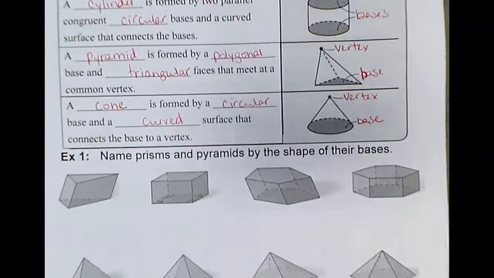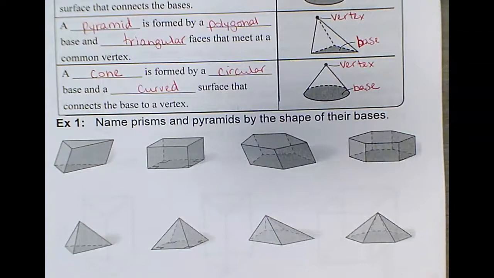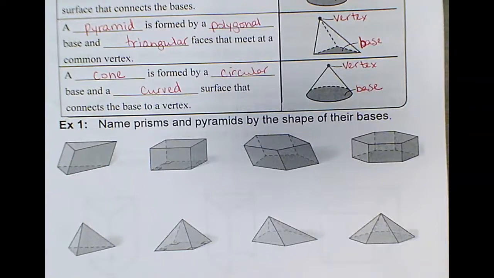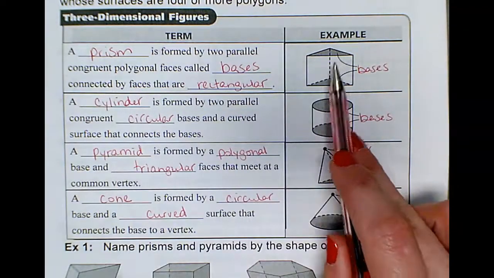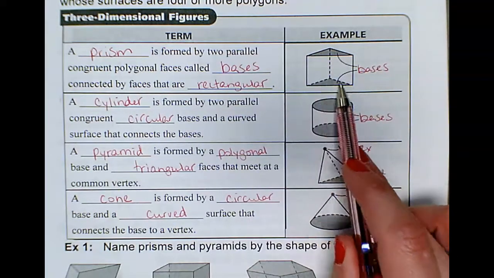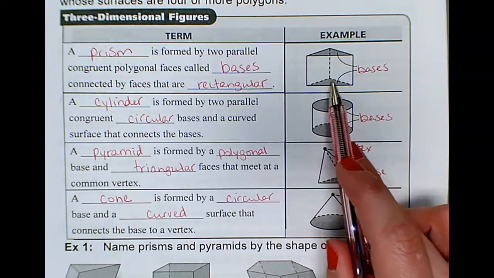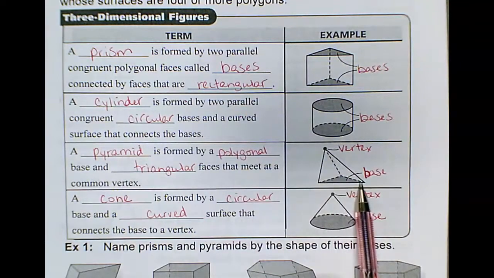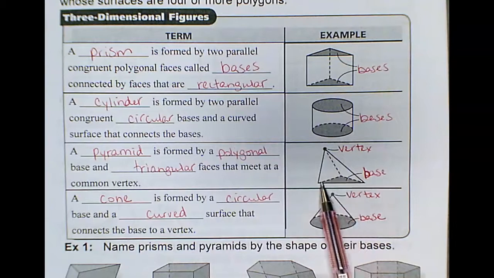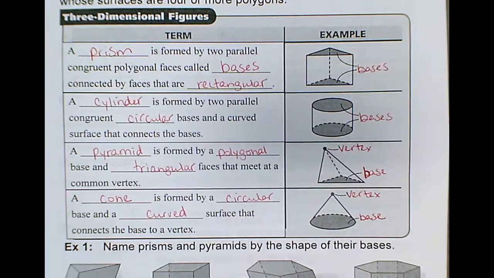In example 1, it says, name the prisms and pyramids by the shape of their bases. So first you need to decide if something is a prism or a pyramid, and then you need to decide what the shape of their base is. For example, in this top one, when we talk about a prism, these are the bases of the prism. These bases are triangular in shape, and so this would be a triangular prism. This pyramid right here has a polygonal base, and in particular, this polygon is a triangle. So this is a triangular pyramid. So you want to name the type of prism and the type of pyramid.